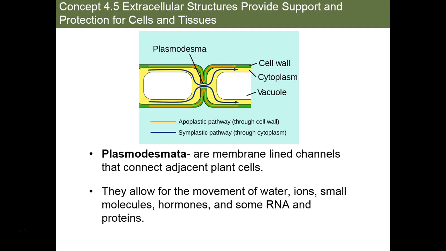Plasmodesmata, which are unique to plant cells, are membrane-lined channels that connect adjacent plant cells. Plasmodesmata allow for the movement of water, ions, small molecules, and hormones that travel between the plant cells.